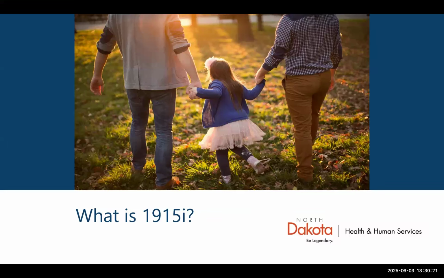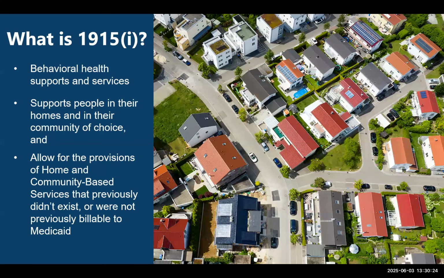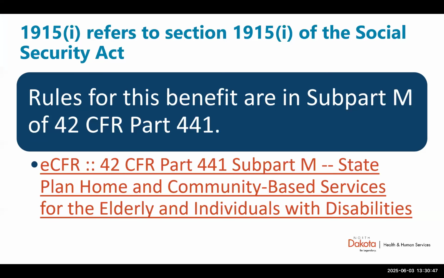So what is 1915I? Well, 1915I is a behavioral health and support service available for people in their homes in their community of choice. It's a non-traditional Medicaid home and community-based service. It supports people in their homes. So the idea is getting people out and keeping them in the community and their places of choice. The name 1915I, I get this question quite a bit. It actually comes from Section 1915I of the Social Security Act that has to do with home and community-based services.